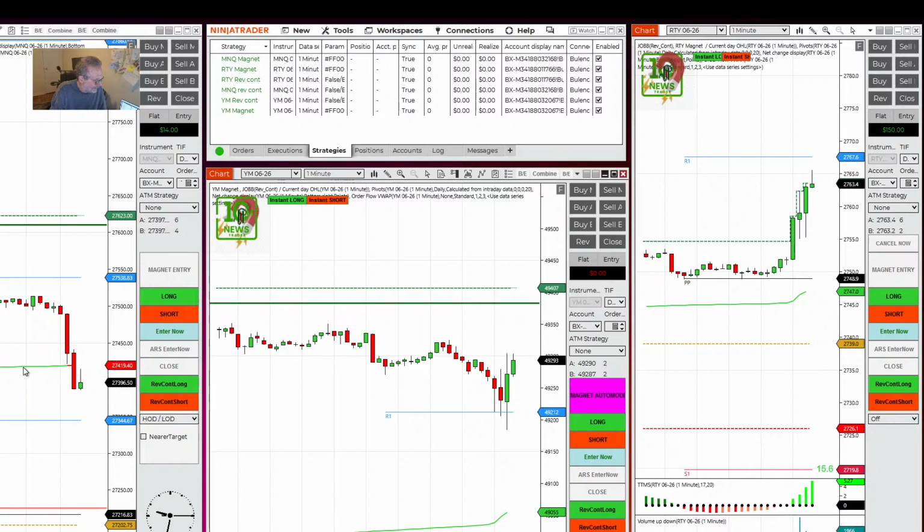Alphabet jumping 7.4% at the open, adding about $300 billion in value.